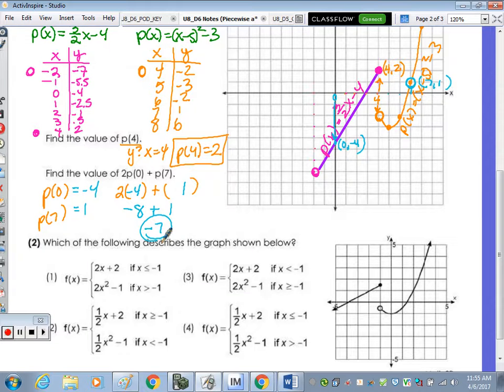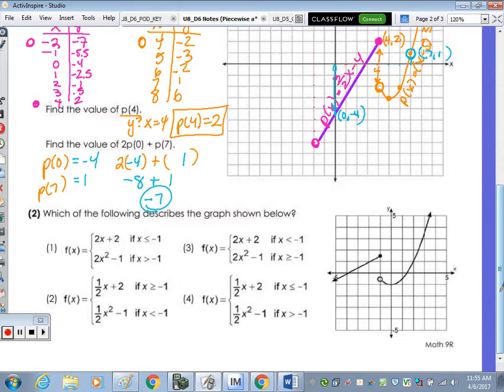And then the last one: which of the following describes the graph shown below? Well, we have part of a line and part of a degree 2. If you look at your linear part of each, one says 2x plus 2, and the other one says 1/2 x plus 2. If you look at 2 points on your line, say this point and this point, we have a slope of up 1 over 2. So up 1 over 2 is a slope of 1/2. That gets rid of choices 1 and 3.